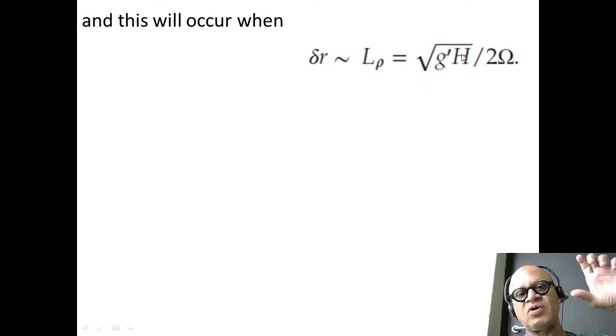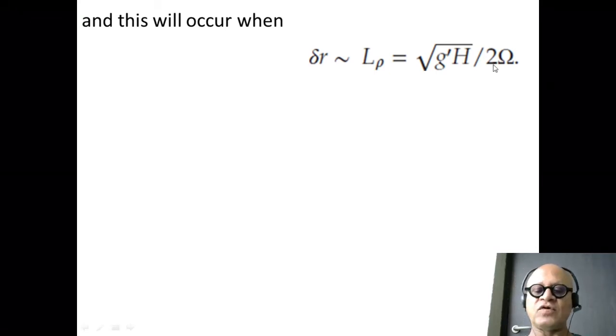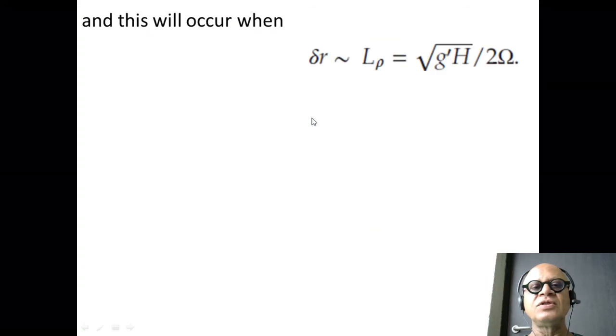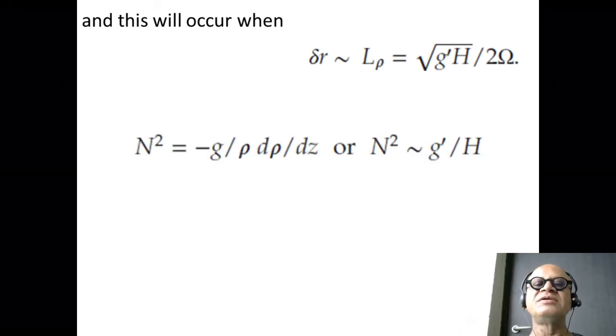H is the height of our water column. You can think of it as our old scale height, remember, divided by 2 omega. Okay, that we got just from this relation. Combine this and this to get the delta r, how much the cylinder has to collapse to accomplish this balance between the rotational effect and the gravitational effect.